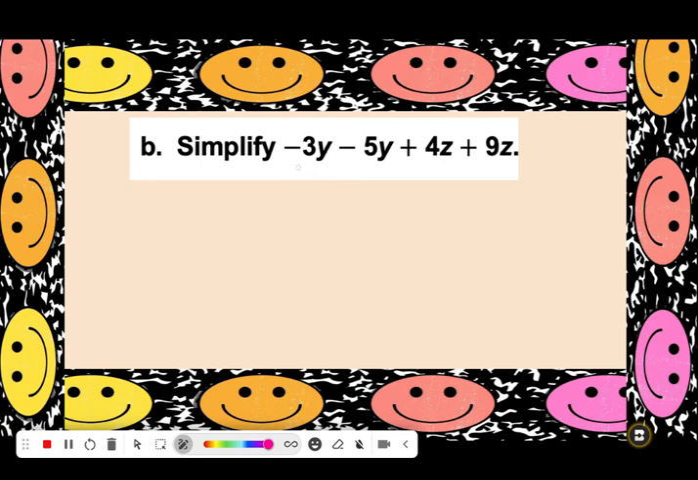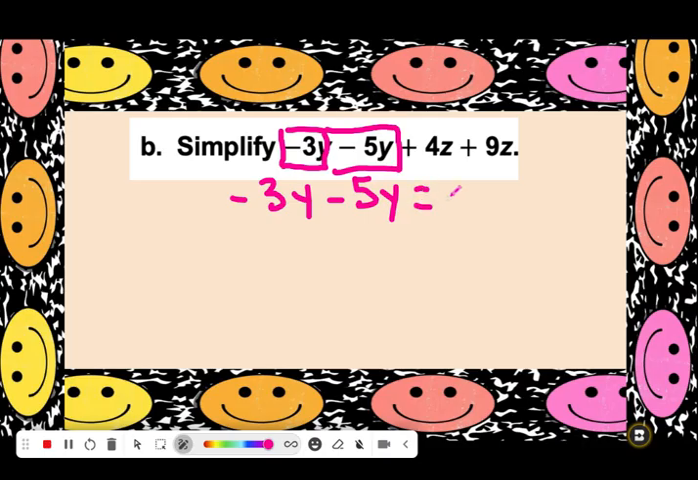Okay, here is another one. I see y's and z's. I see -3y minus 5y. Those are my like terms. So -3y minus 5y. Signs are the same, so we're going to add them. Negative 3y minus 5y is negative 8y.